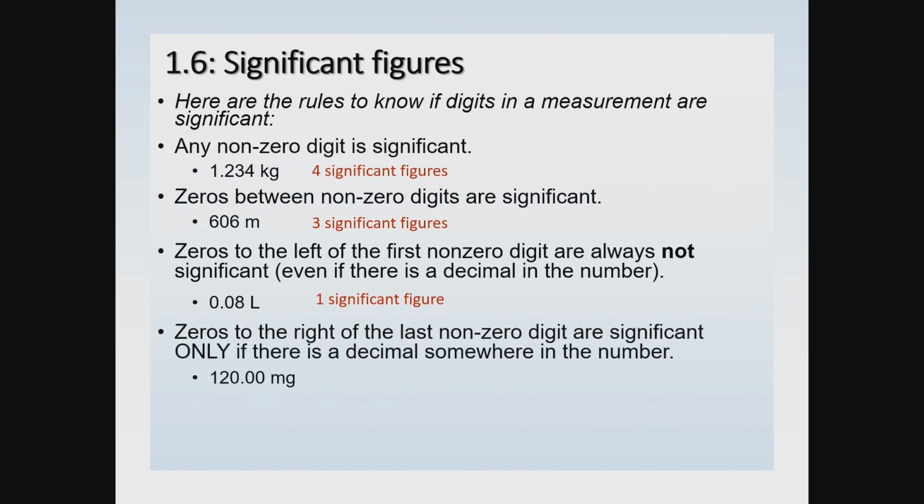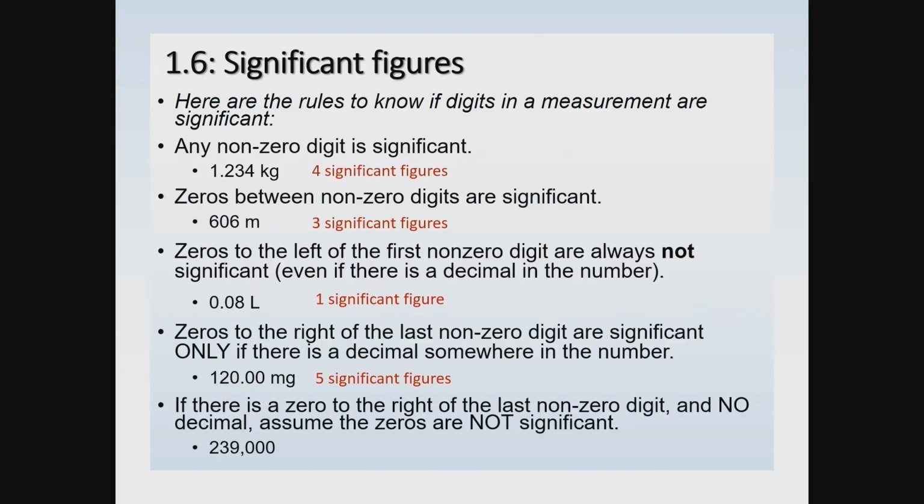If you have zeros to the right in a measurement or a number, and there is a decimal there, then all those zeros are considered to be significant figures. And so there we have 3 zeros to the right of the 1 and the 2, and so they would be considered significant. And so we should have 5 significant figures there.